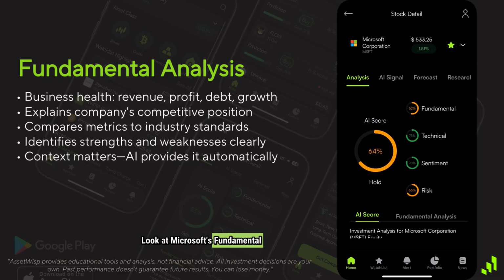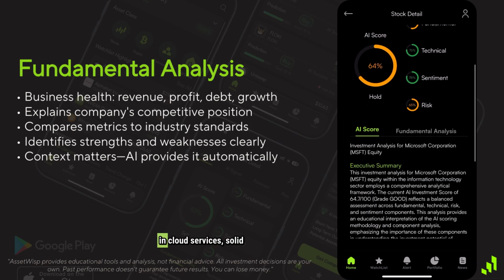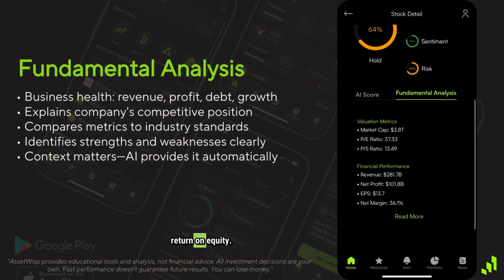Look at Microsoft's fundamental score, 52 out of 100. That's not bad. Why? Reflecting a high valuation, expanding profit margins, low debt relative to cash position, strong competitive moat in cloud services, solid return on equity.